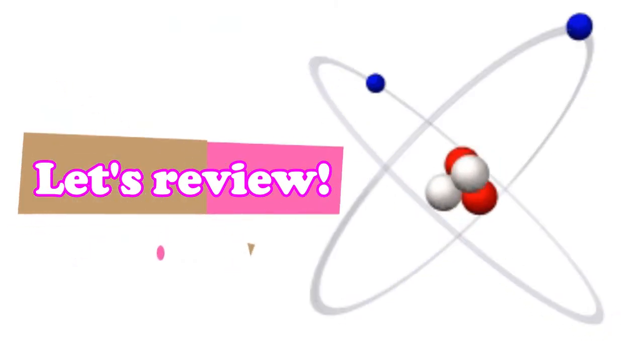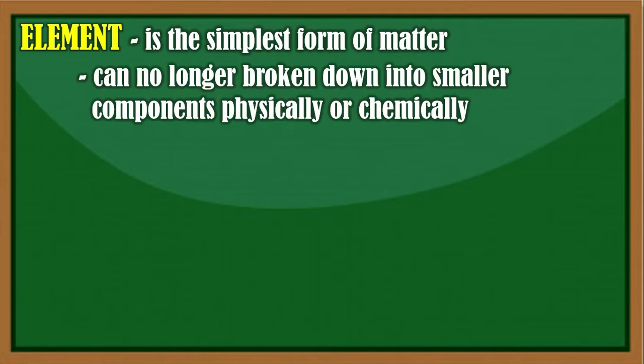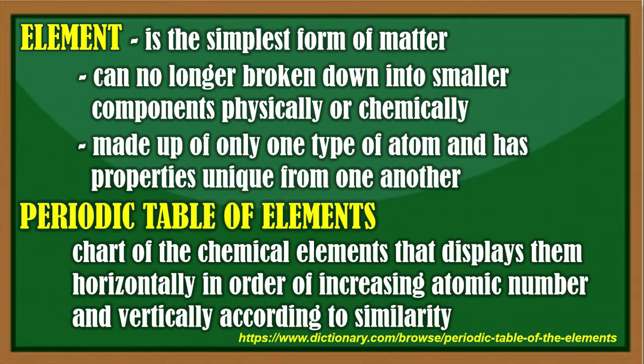Let us review. An element is the simplest form of matter, which can no longer be broken down into smaller components physically or chemically. It is made up of only one type of atom and has properties unique from one another. These elements can be found in the periodic table of elements. It is a chart of the chemical elements that displays them horizontally in order of increasing atomic number and vertically according to similarity.